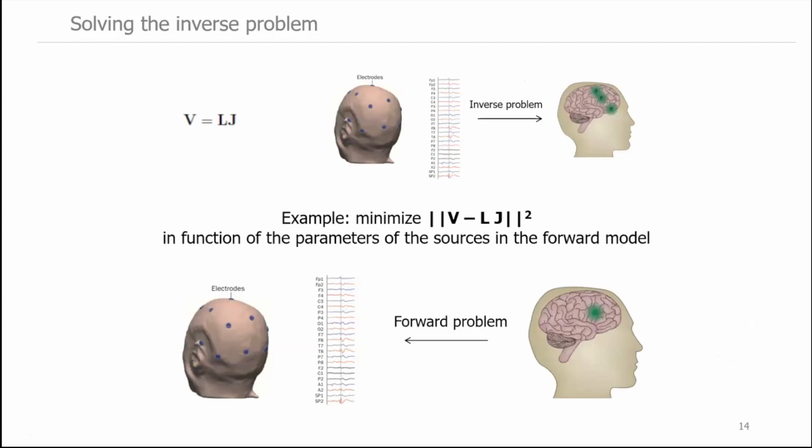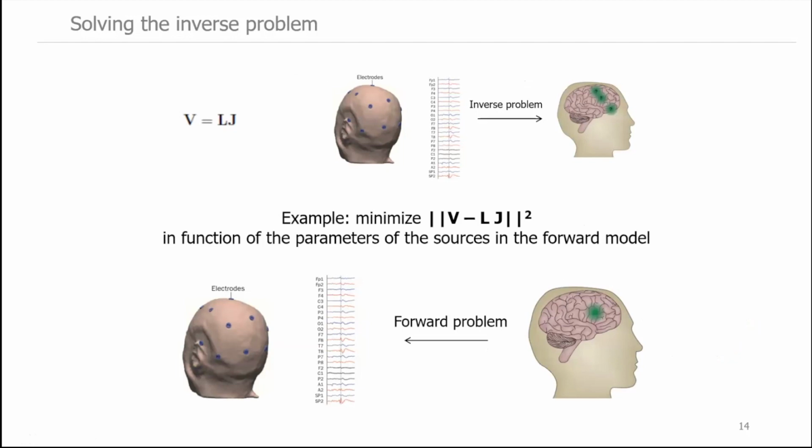Okay, so then we have our forward model. What is a forward model? We have this Leadfield matrix, which basically gives you the translation between a source in the brain and how you measure it at the scalp. And with this Leadfield matrix, we can then solve the inverse problem.